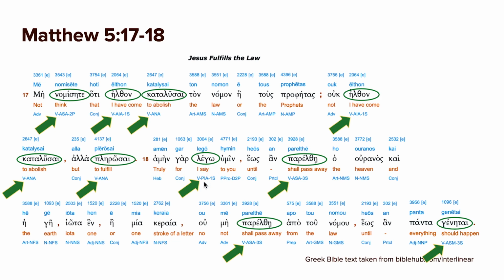And then lego is present, indicative, active. We'll talk about this in the future, but subjunctive, subjunctive, subjunctive. So these are things that will happen sometime in the future. So we don't use the indicative in that case.